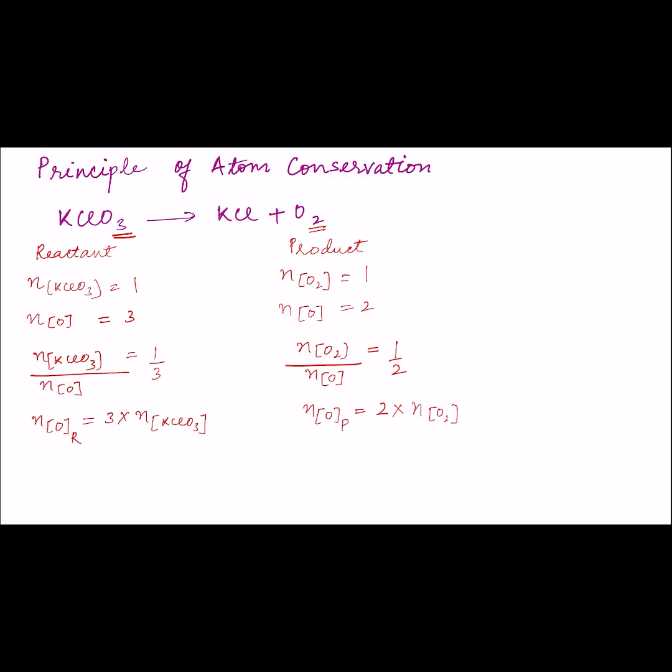Now according to the principle of atom conservation, moles of oxygen atoms on the reactant side will be equal to moles of oxygen atoms on the product side. The left hand side of the equation is equal, therefore the right hand side of the equation will also be equal. Therefore it can be written as 3 into moles of KClO3 is equal to 2 into moles of oxygen.